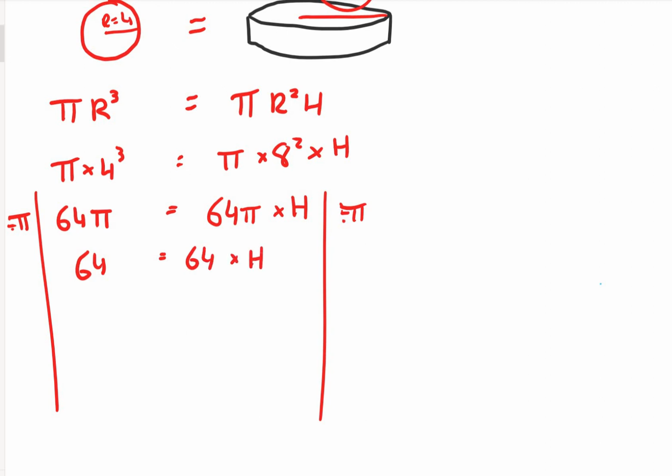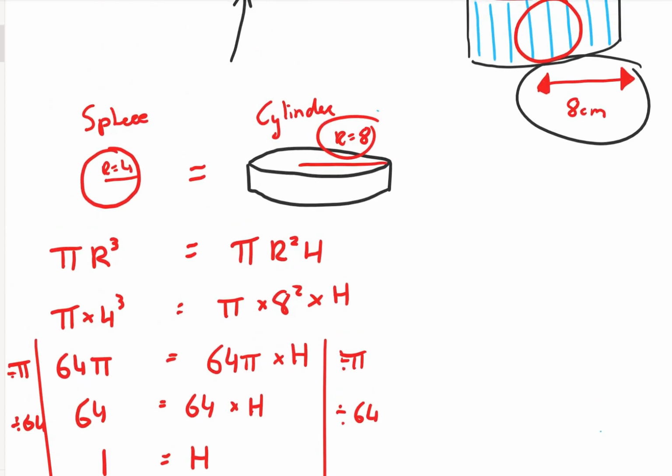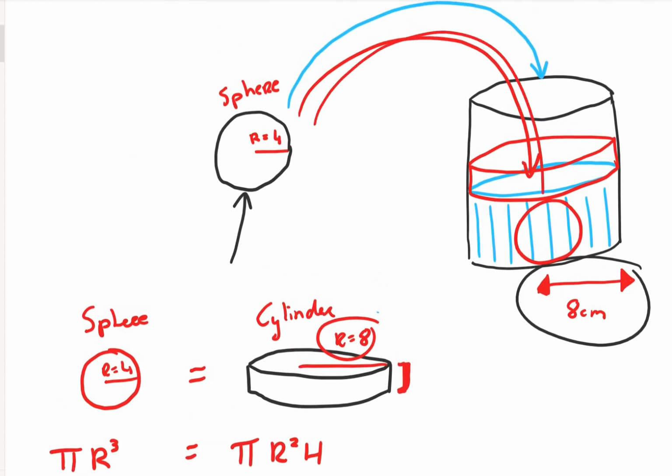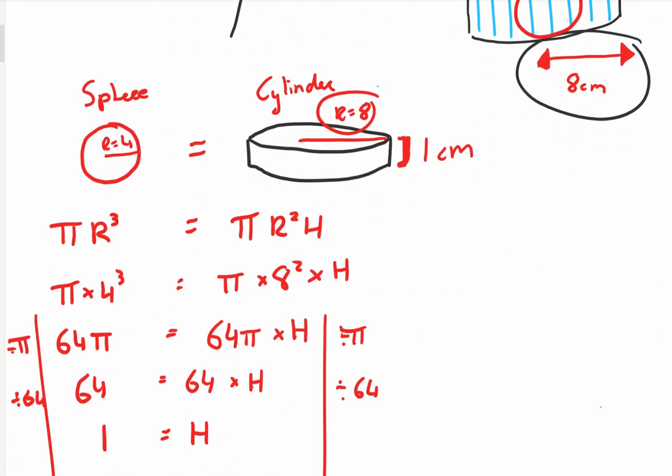I want to just have h on its own. 64 multiplied by h. I just want h, so I'm going to have to divide this side by 64. I must do the same to the other. 64 multiplied by h divided by 64 is just h. And 64 divided by 64 is 1. So h equals 1. So the height that the water rises when I put the sphere into it is 1 centimeter. Okay, I hope that helps you guys.